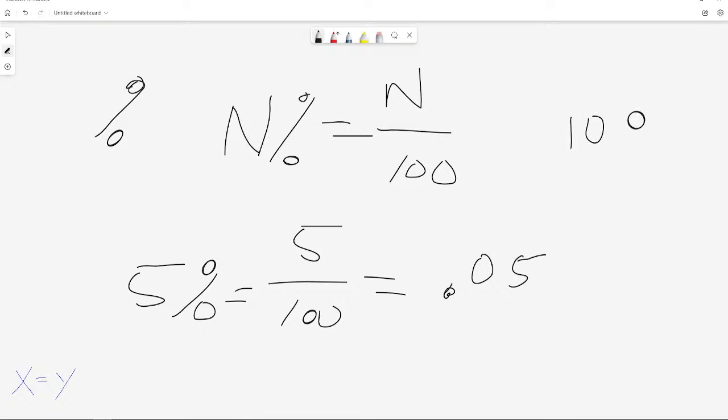A nickel is 5 cents, 5/100ths of a dollar, so 0.05. A penny is 0.01. 10 cents is 0.10. That's a dime. A quarter is 0.25.